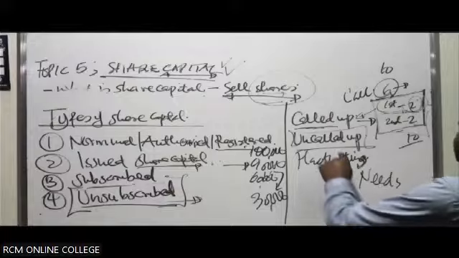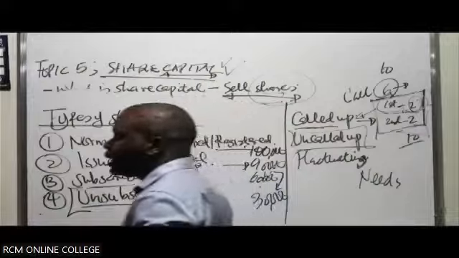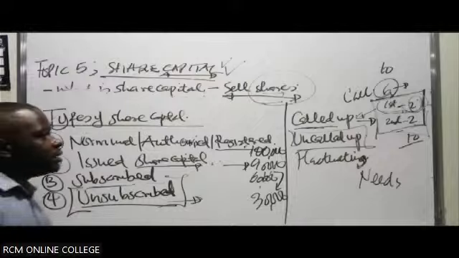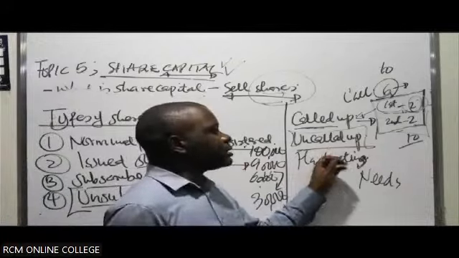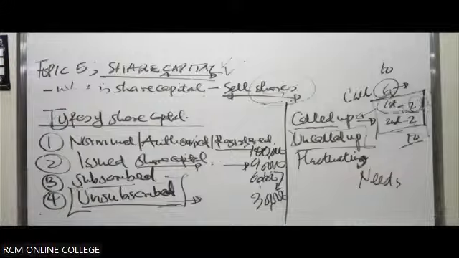When you talk about the called up capital, it is that part of the capital the company has been able to make a call or a notice to the shareholders to pay any outstanding amount. The uncalled up is that amount of the share capital the company is yet to make a call for the payment of the outstanding amount. There could be a reason why they haven't been able to make the call. Maybe the need hasn't arisen. When the need arises, they will have to make a call.